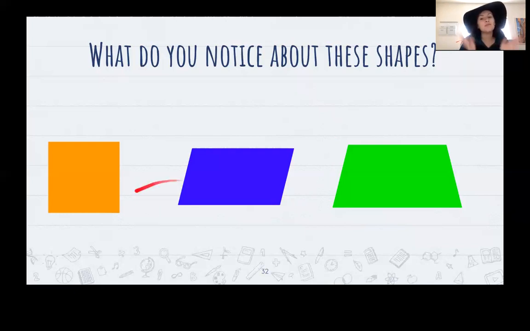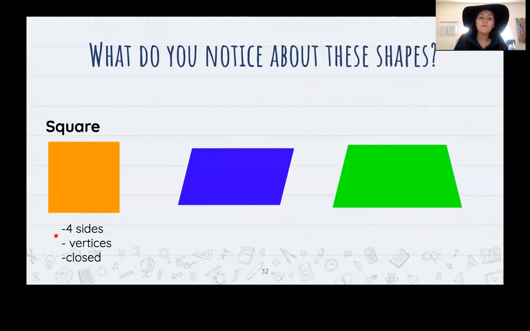Special rectangles. And that's what these shapes are. This first one is the most common one. We already know what shape it is. It is what? You're right. It's a square because it has 4 sides, 4 vertices, and it is a closed shape.